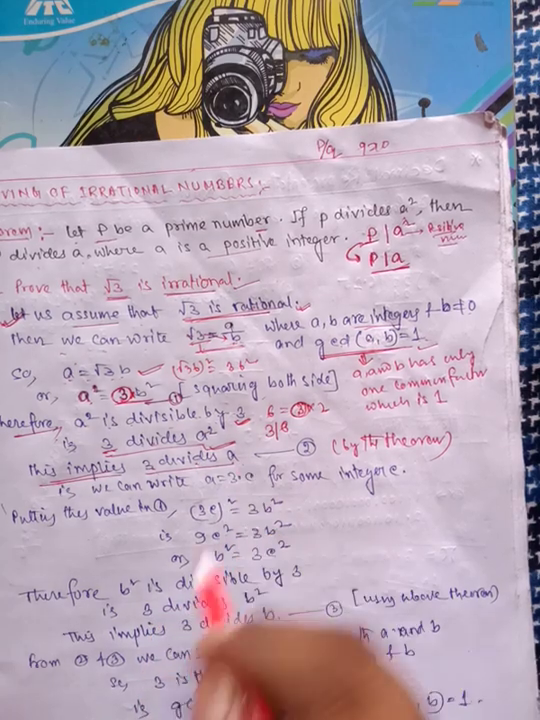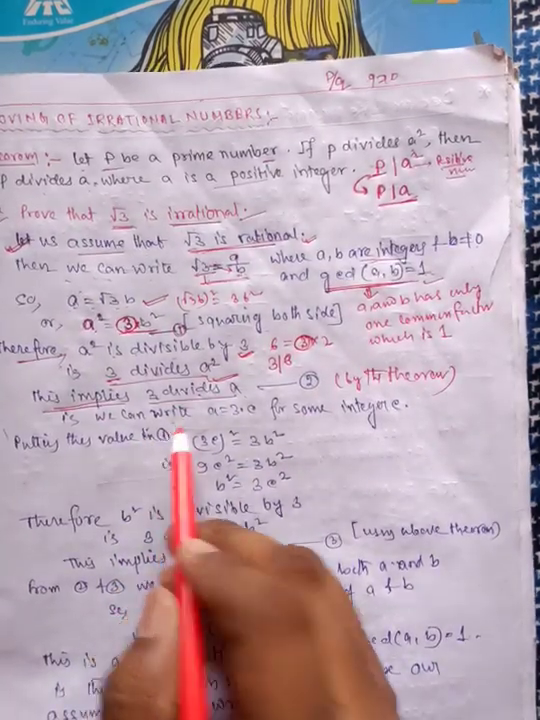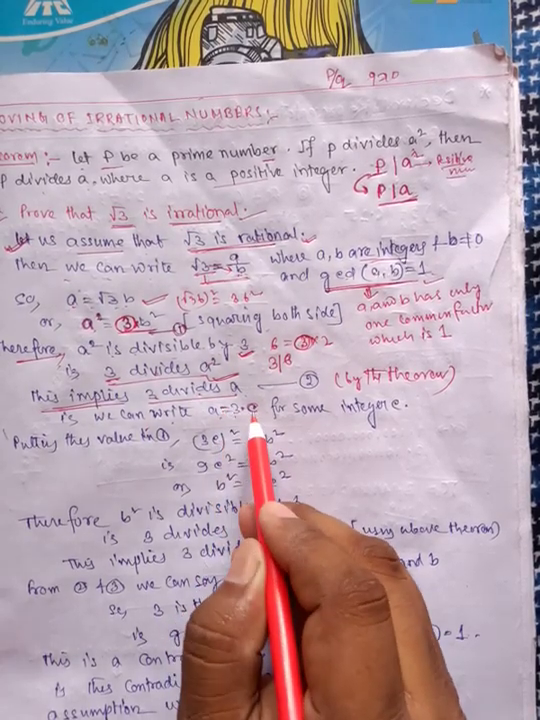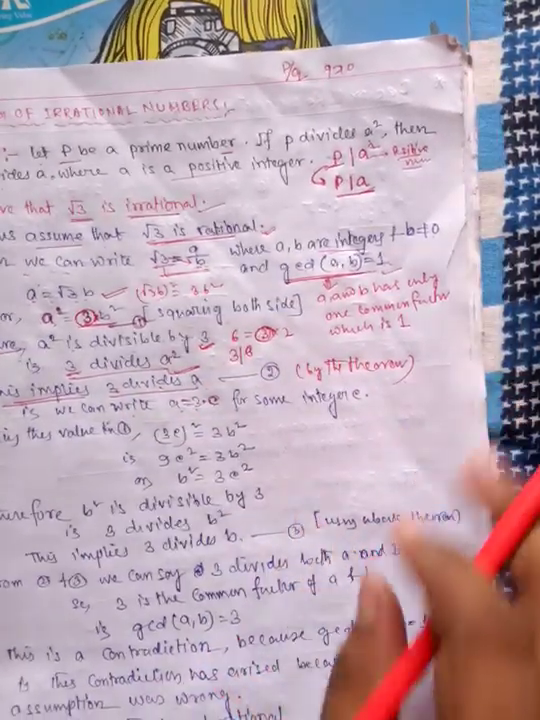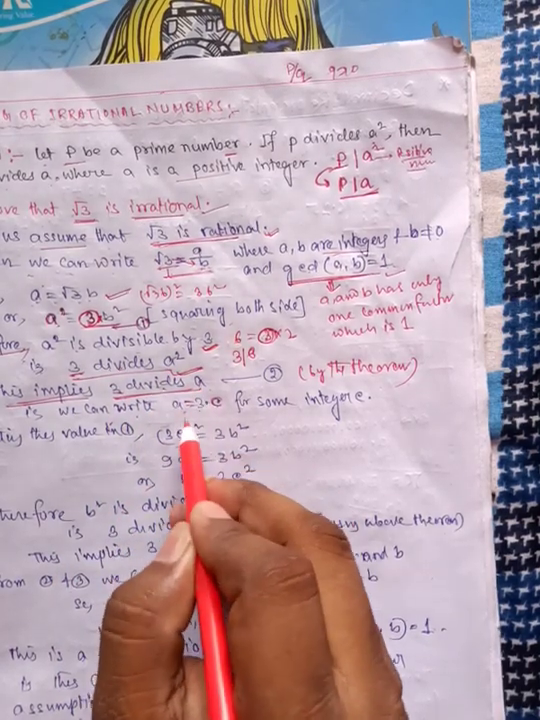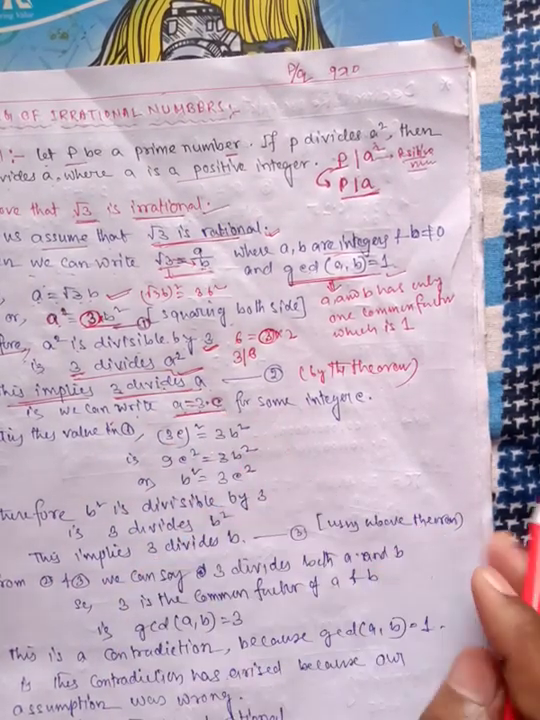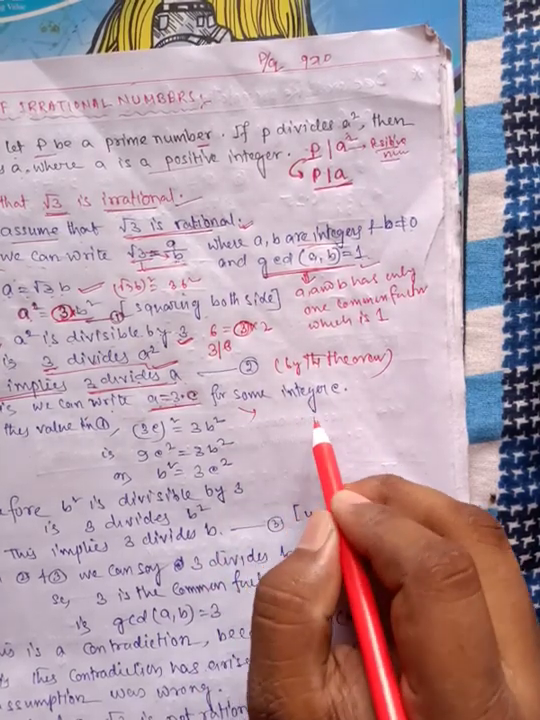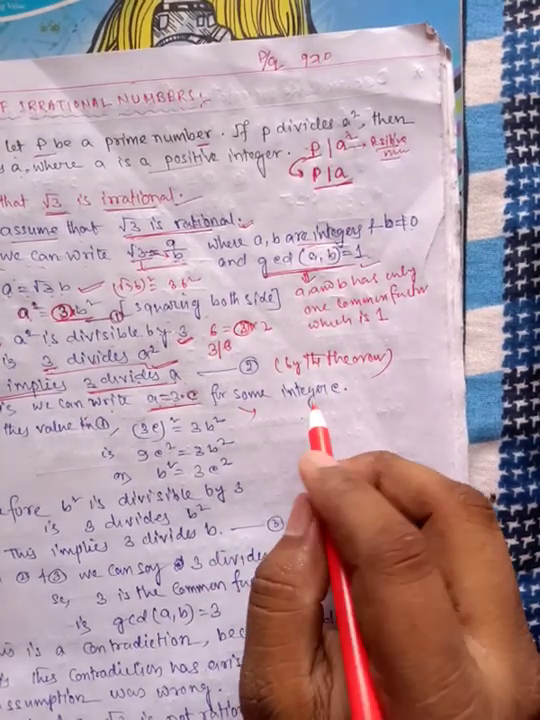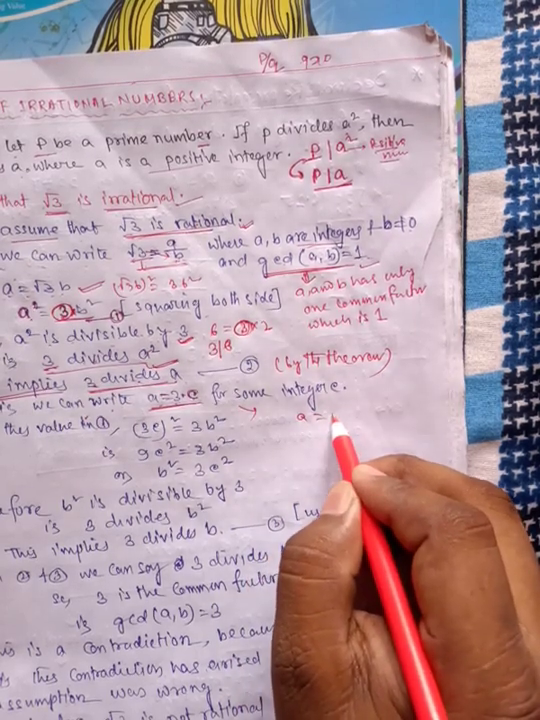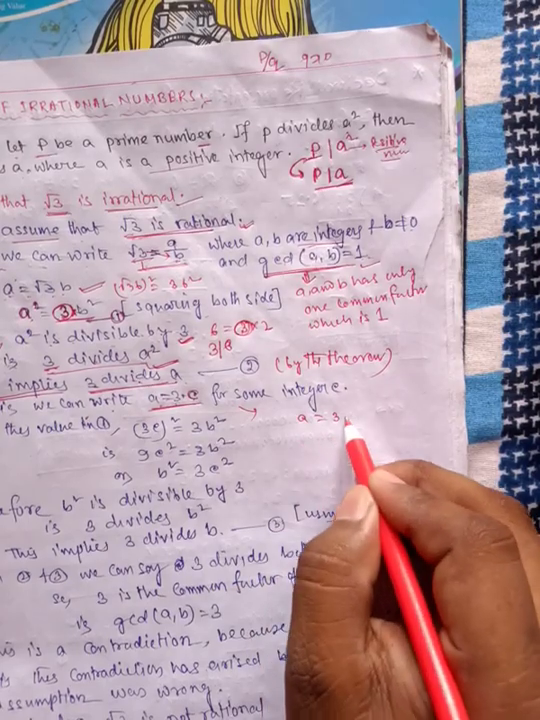3 divides a. So we can write a equals 3 into something, 3 into some number. Now after this statement 3 divides a, we are writing a equals 3c. Now I am discussing this thing, that 3 divides a means a has a factor of 3 into something.